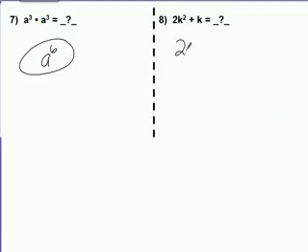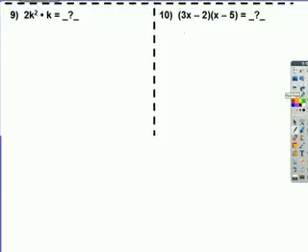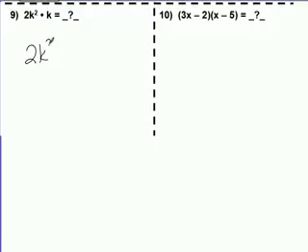Okay, here I've got 2k squared plus k, and that's my final answer. I can't combine anything because I have different bases. They're not alike. However, on question 9, we're multiplying. So I'm going to multiply and get 2k cubed. Remember, I add the exponents when I'm multiplying, so 2 plus 1 is 3, and I multiply the front numbers. 2 times 1 is 2.